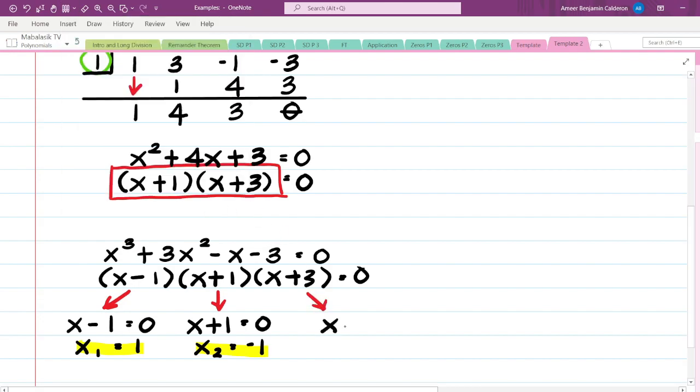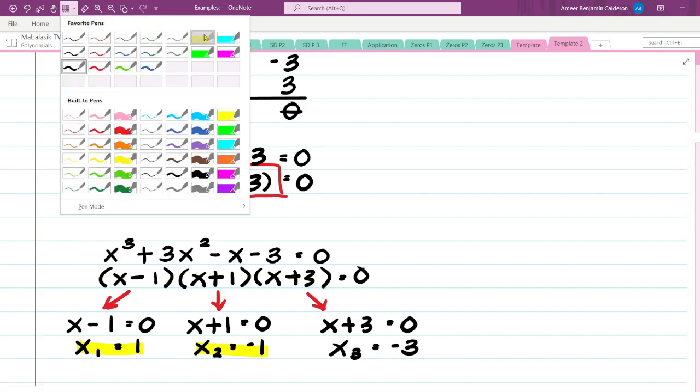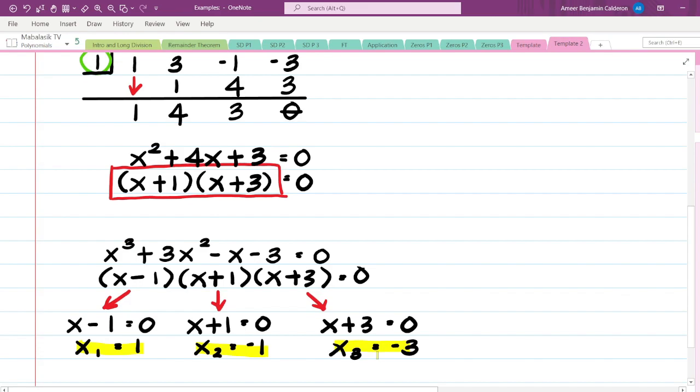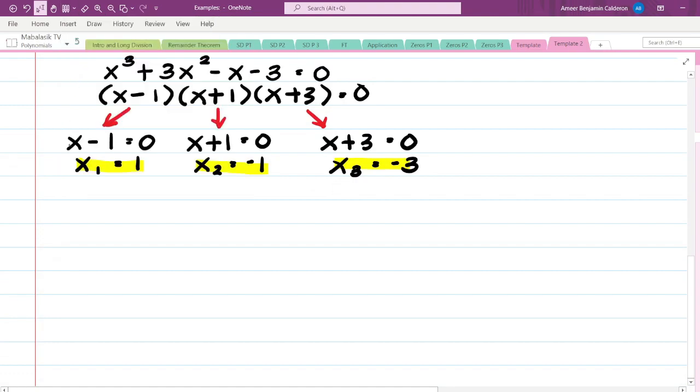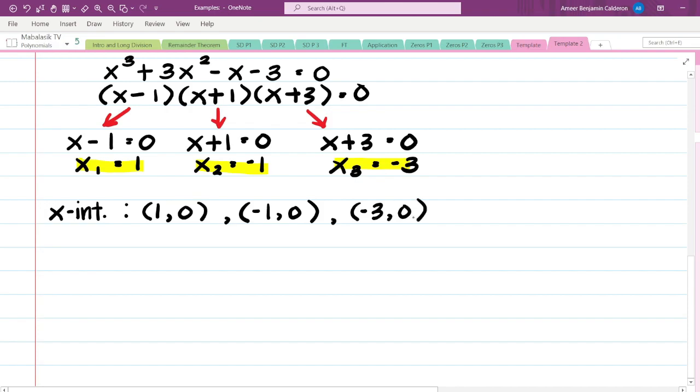So x plus 3 is equal to 0. So our third x value is negative 3. So what are our x-intercepts now? Our x-intercepts are points. Therefore, our x-intercepts are (1, 0), (negative 1, 0), and (negative 3, 0). So we have now identified the x-intercepts.